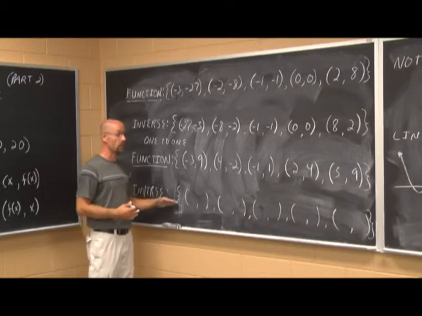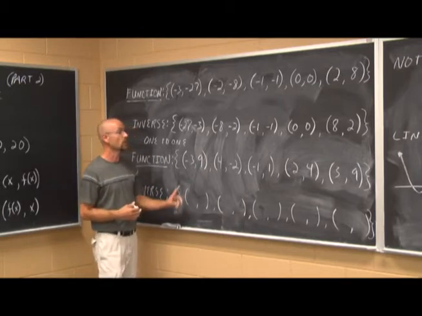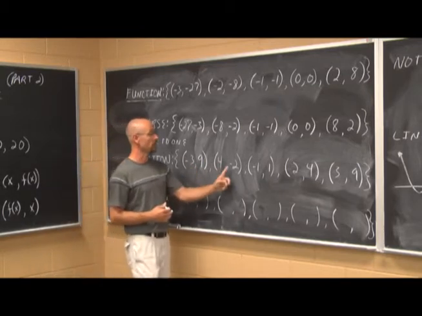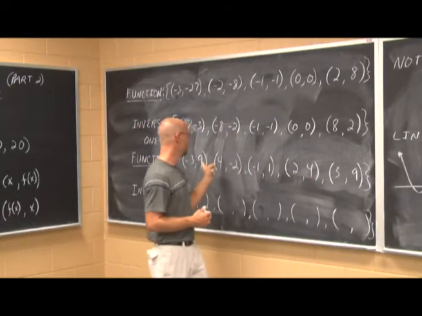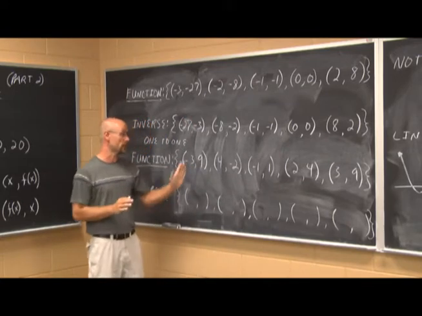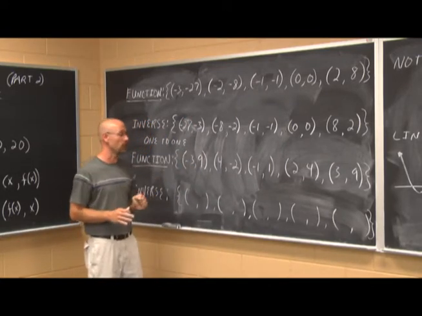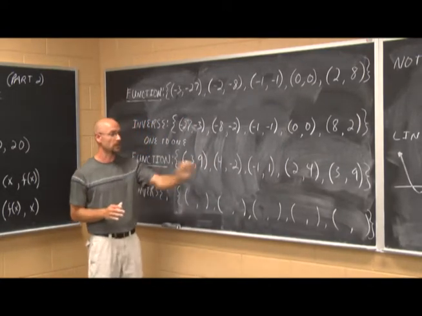We can tell that before we even find what the inverse is. Do the y values repeat? We have 9, negative 2, 1, 4, and 9. The 9 repeats. So it's not unique. It occurs for two different values of x, negative 3 and positive 3.